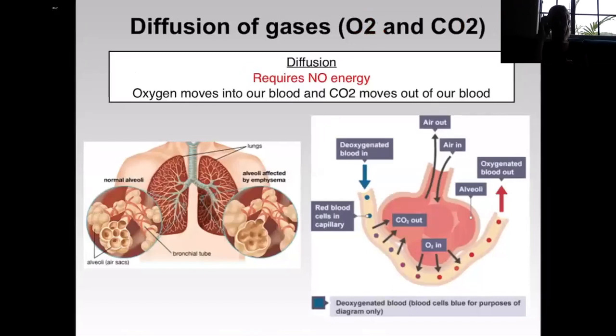One great example of diffusion that I always like to bring up is the diffusion of gases. In particular, we're going to be talking about oxygen and carbon dioxide. So first thing, what is diffusion? Going from a high concentration, moving down towards where that thing has a lower concentration, from an area of high to low concentration. Diffusion, by definition, requires no energy because the energy is kind of stored in that concentration gradient.